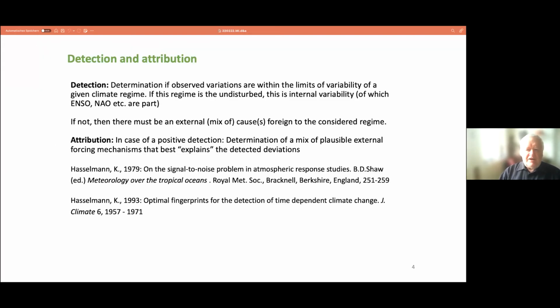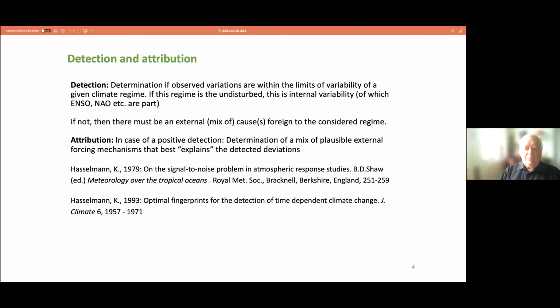Now, what is detection and attribution? A terminology coined by Klaus Hasselmann. Detection means we determine if observed variations are within the limits of variability of a given climate regime. Of course, you can apply it also to modeled variations. If this regime is undisturbed, then the limits of variability are given by internal variability, of which ENSO, NAO, and so forth are part. If they are not within this limit of variability, then there must be an external cause foreign to the considered regime, or several of them.